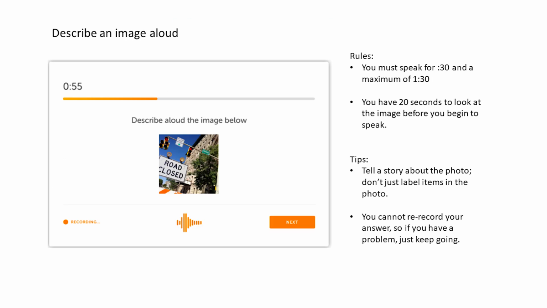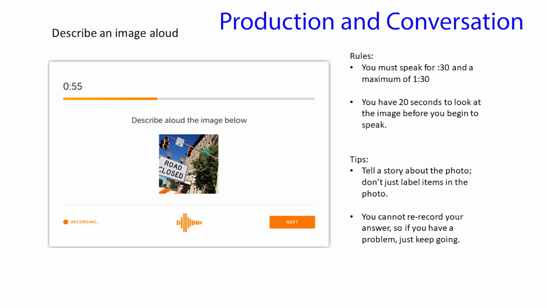For the question type to describe an image aloud, you are being tested on your production and conversation. And now the rules are that you must speak for a minimum of 30 seconds, but you're allowed to speak up to 1 minute and 30 seconds. The good news is you have 20 seconds to look at the image before you begin to speak. So this gives you your time to think. What are you going to say?